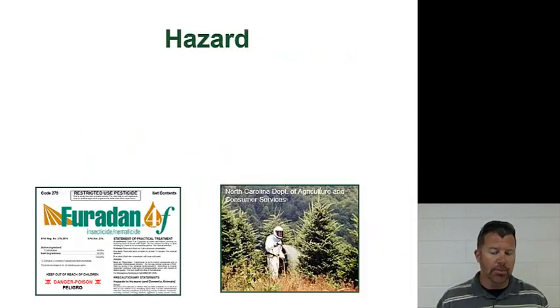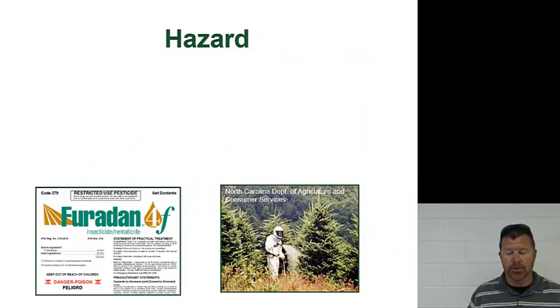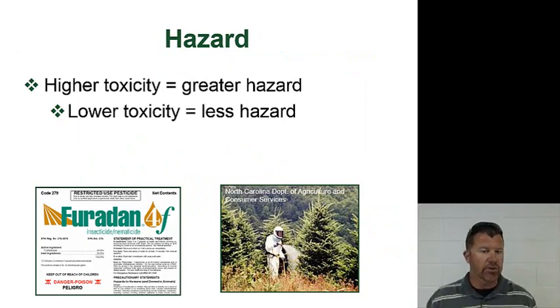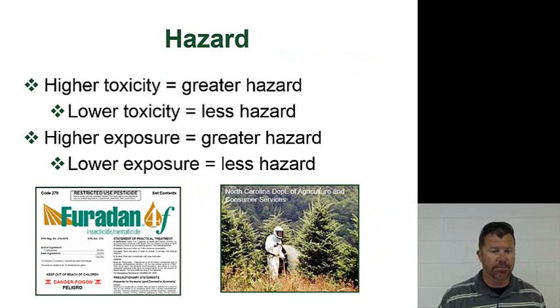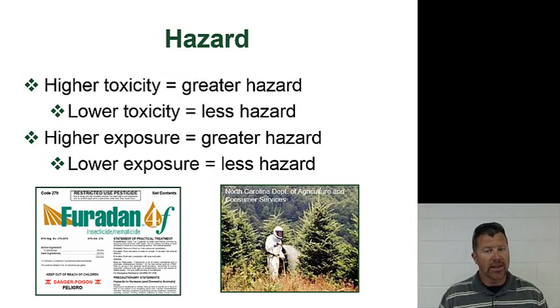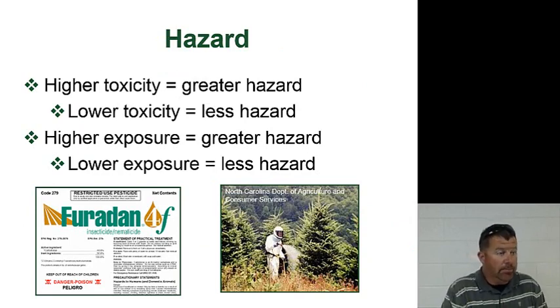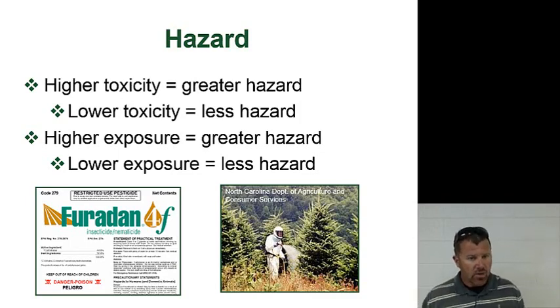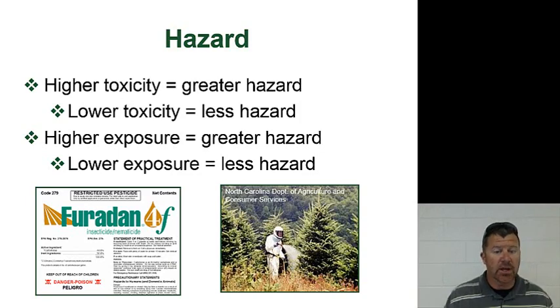We've got a good example comparing gasoline to aspirin. Higher toxicity is equal to greater hazard, lower toxicity, less hazard. Higher exposure, greater hazard, lower exposure, less hazard. So as I mentioned previously, you can have a higher toxicity with a high exposure rate, which is a high hazard, and then a lower toxicity that you're exposed to many times can also be a great hazard.